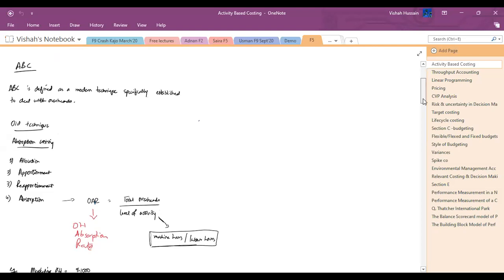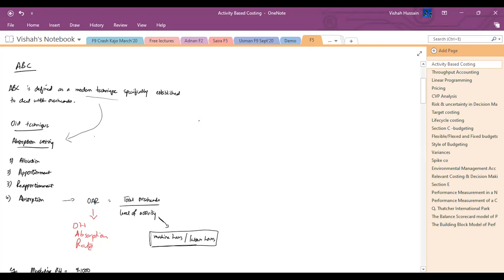So activity-based costing is considered to be a modern technique that is used to deal with overheads. Now, when we talk about modern techniques, the question arises then what was the older technique? So the older technique was absorption costing. Now again, the question arises that fine, absorption costing was the old technique, then why are we switching towards activity-based costing? Why is activity-based costing better than absorption costing?